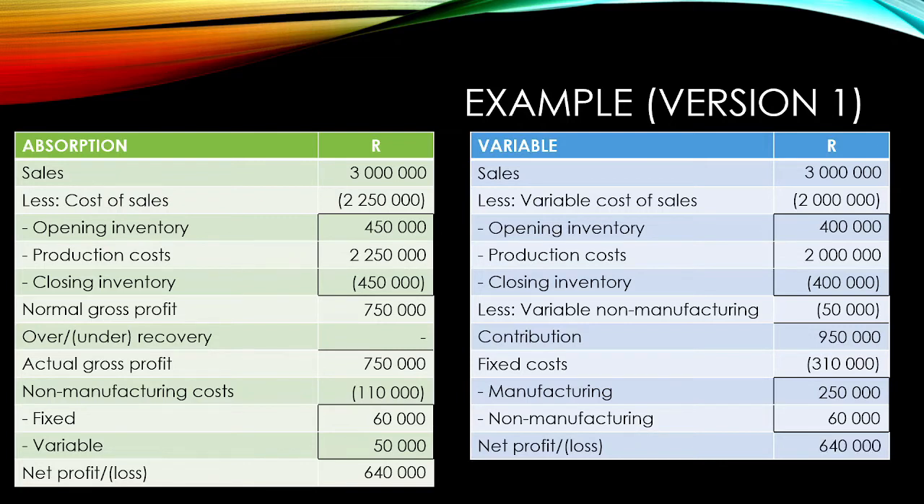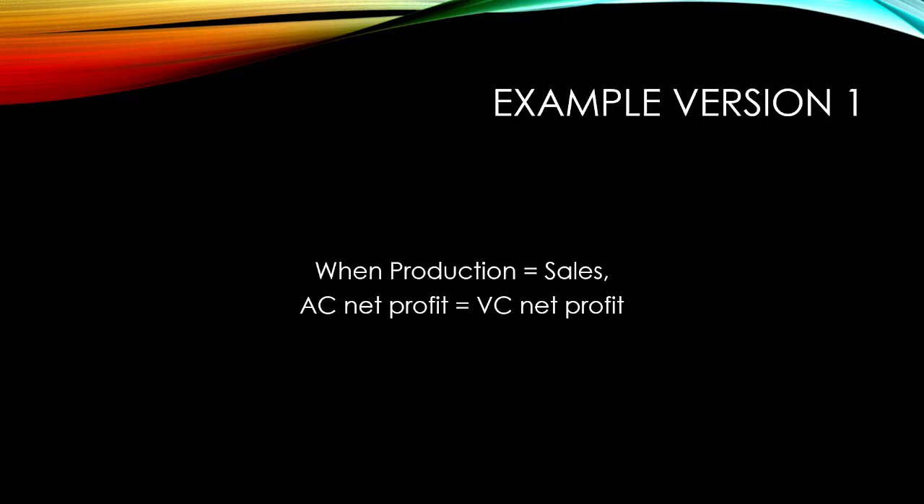Notice in this scenario that both absorption and variable costing have the same net profit, so there is no need to perform a reconciliation. We can therefore conclude that when production equals sales, the absorption costing net profit will equal the variable costing net profit.